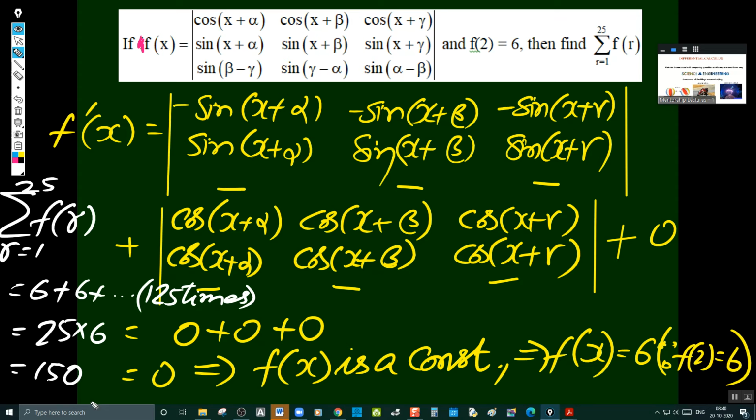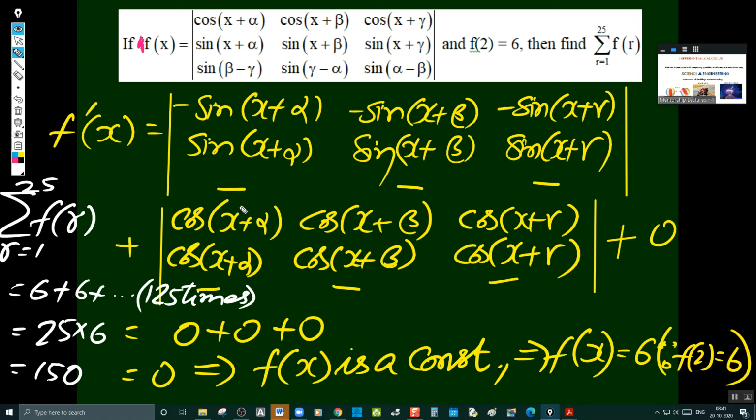Only thing you have to understand, it is a constant function. And after getting a constant function, the value of f of 2 is given to be 6, which means for any real number x it gives you 6 only, because it's a constant function.